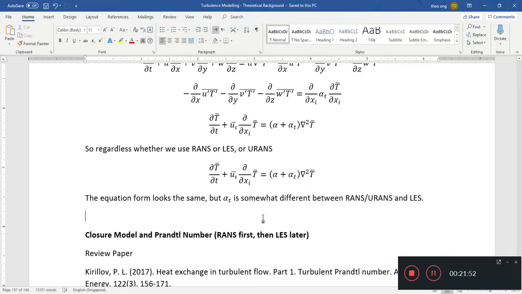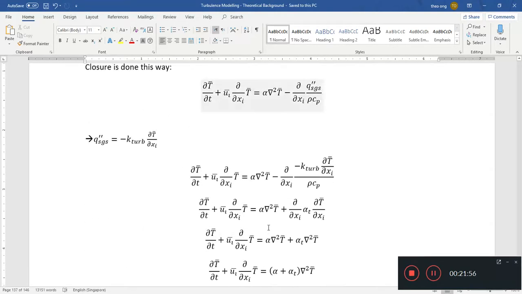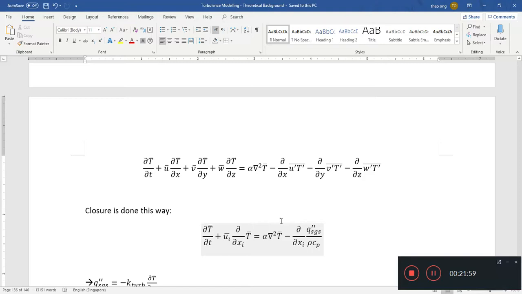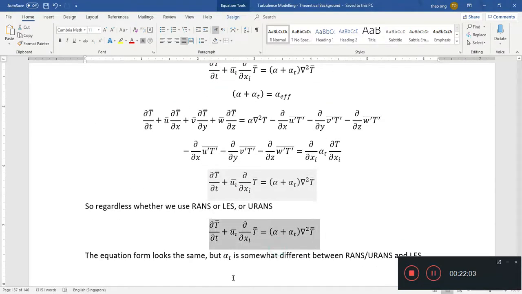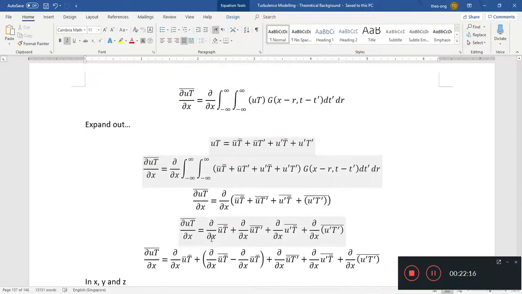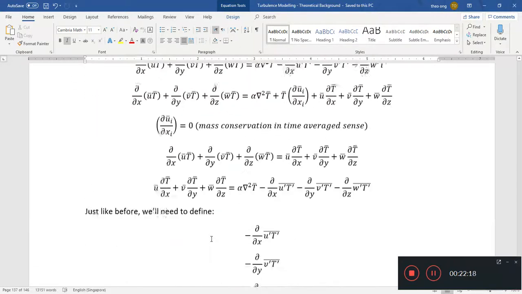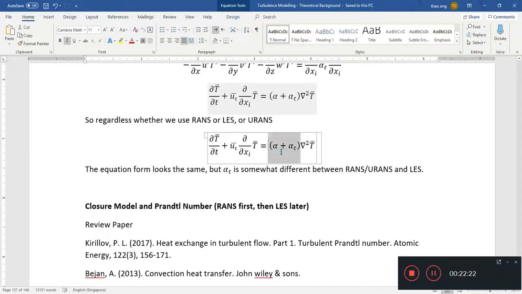Pardon the errors that I've made, a lot of typo errors and all. But hopefully that helps you get a little bit more of an idea where all these terms are coming from, and that hopefully clears some of the potential confusion, especially when you try to add another transport equation into this whole thing. So this is what the final equation looks like.